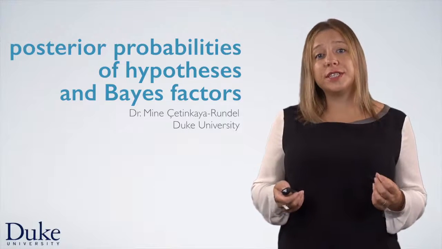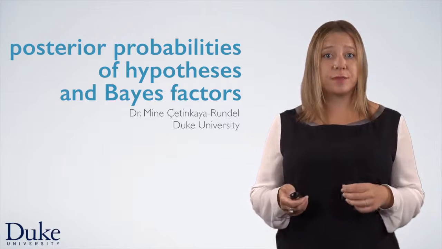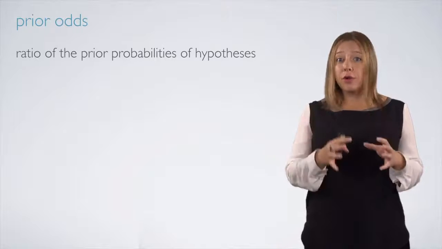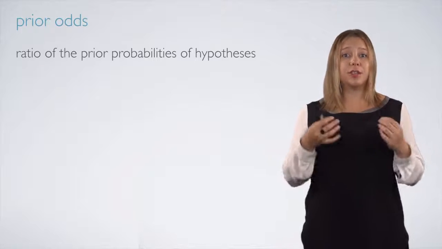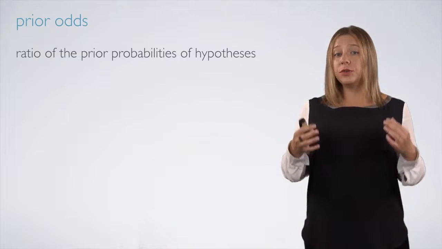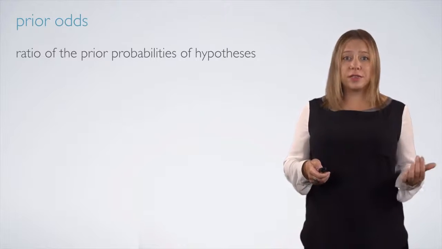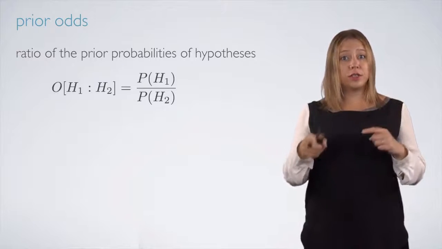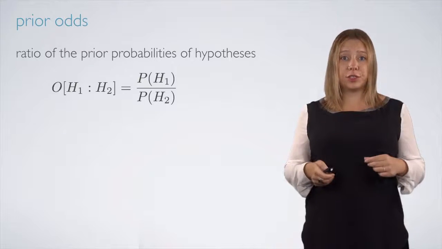In this video, we will continue with the HIV testing example to introduce the concept of Bayes factors. Earlier, we introduced the concept of priors and posteriors. The prior odds is defined as the ratio of the prior probabilities assigned to the hypotheses or models we're considering. So, if there are two competing hypotheses being considered, then the prior odds of hypothesis 1 to hypothesis 2 can be defined as O of H1 to H2, which is equal to the probability of H1 over the probability of H2.